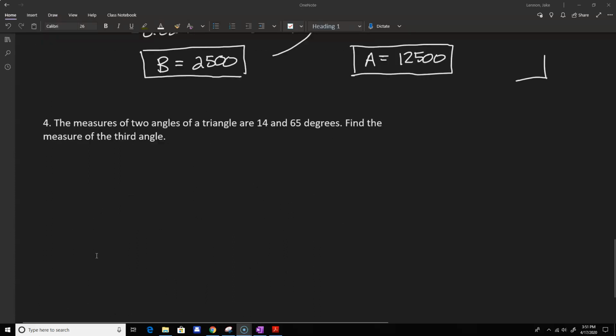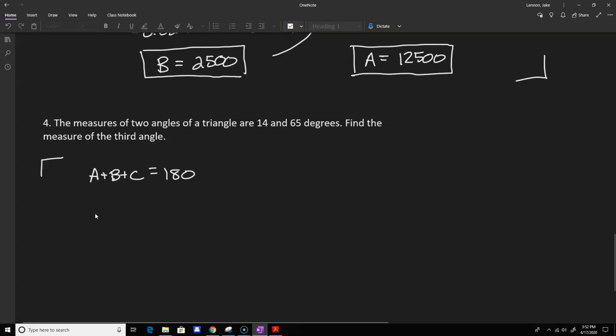We move toward the geometry portion of the review. So this first one is not so bad. Basically, we know the angles of a triangle, A plus B plus C. If you add the three angles, you get 180 degrees. So in this problem, we know two of the angles are 14 and 65, so we want to find the measure of the third angle.